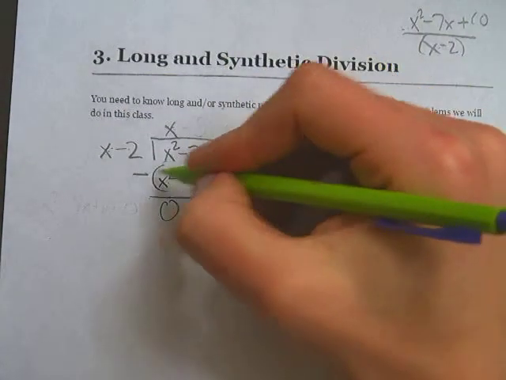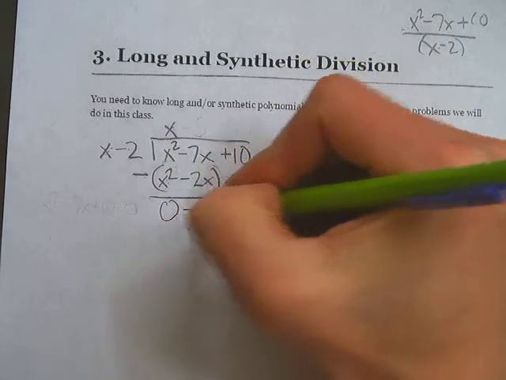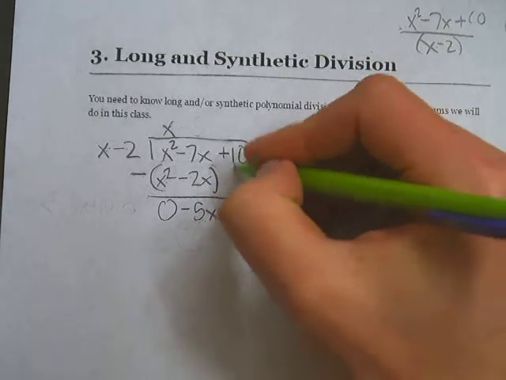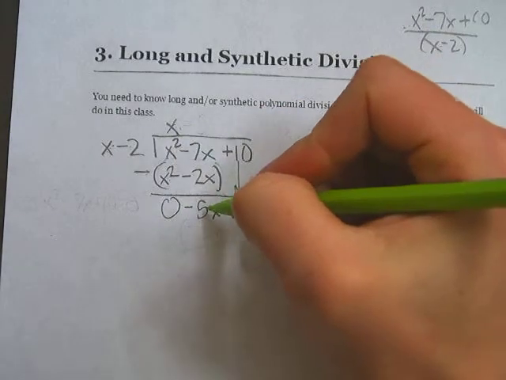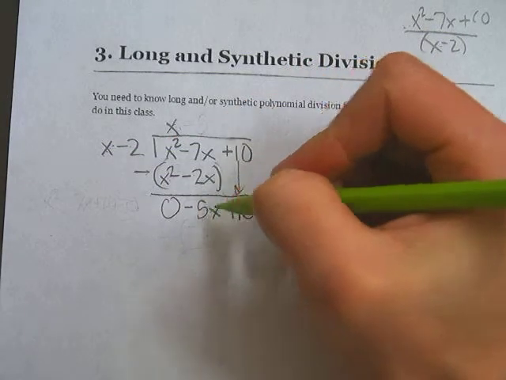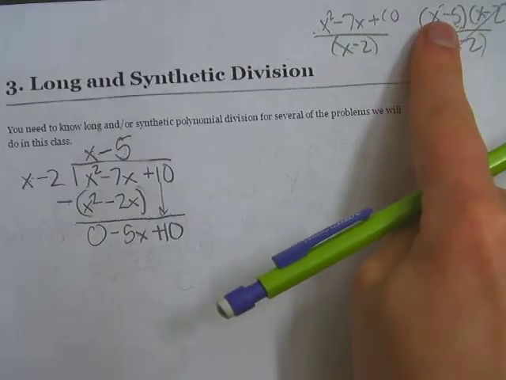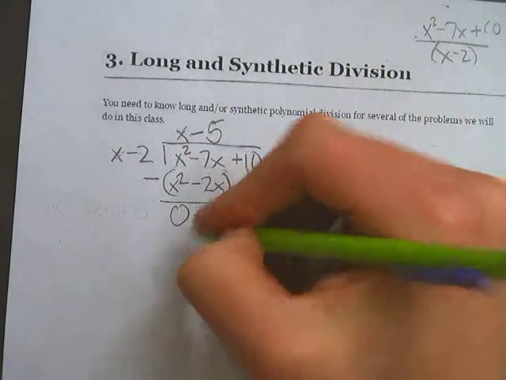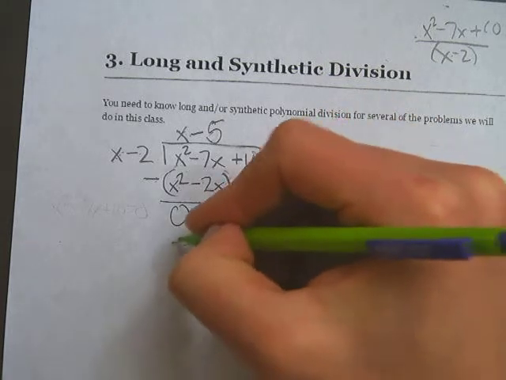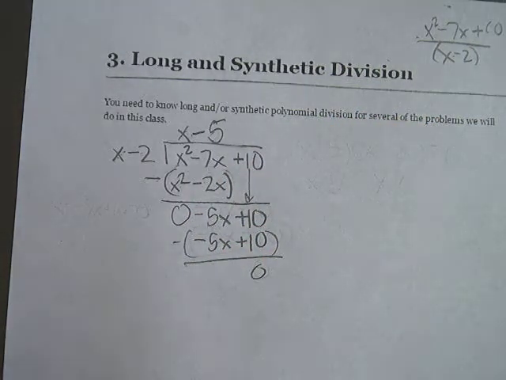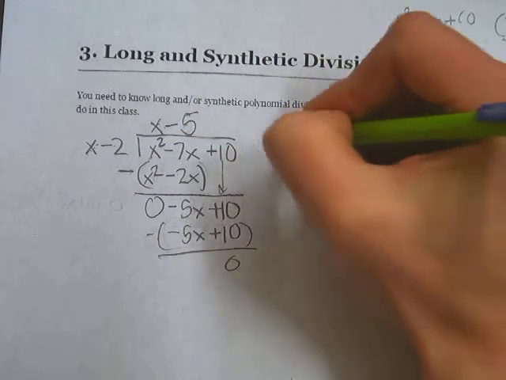All right, negative 7x plus 2x, because it's minus a negative 2x, is negative 5x. And then I'm going to write plus 10 by dropping this down here. Now x times what is negative 5x? It's negative 5. And there's my x minus 5 from up here. So negative 5 times x is negative 5x. Negative 5 times negative 2 is plus 10. Hey, look, those are exactly the same. That's good stuff. We're going to get 0, which means this went in cleanly, which means we can write the factors of this guy as x minus 2 times x minus 5.